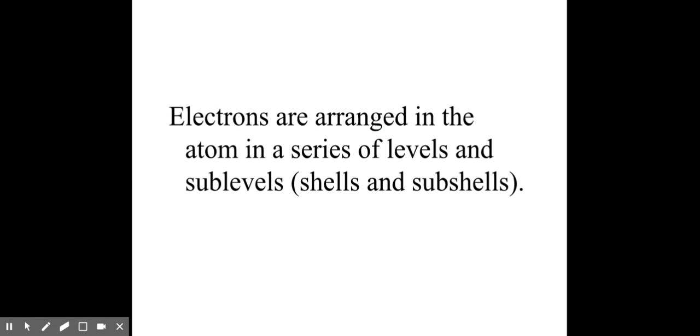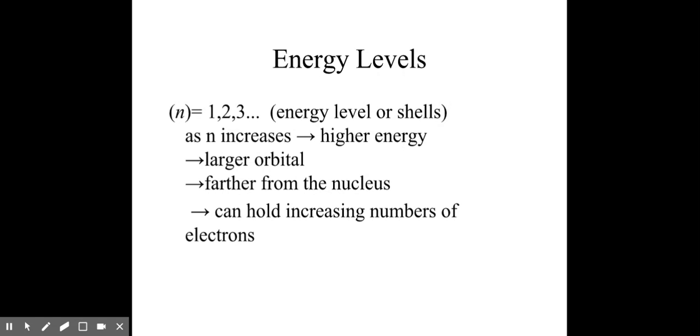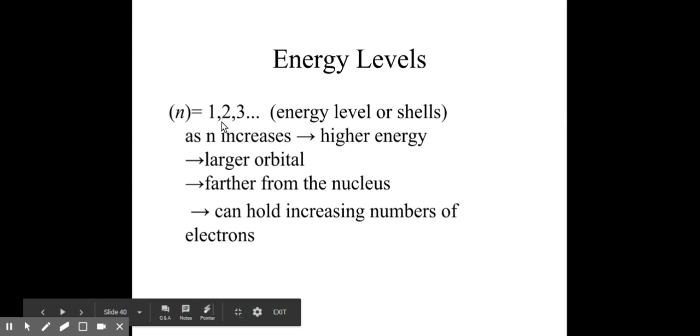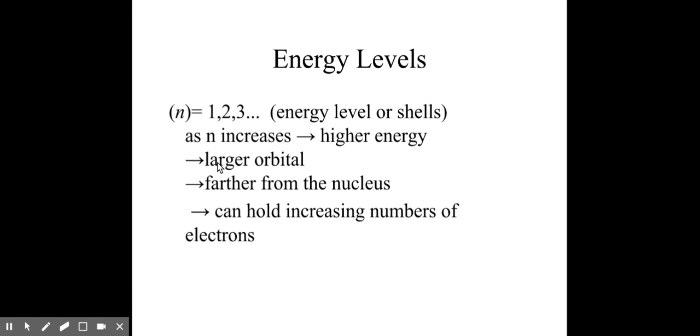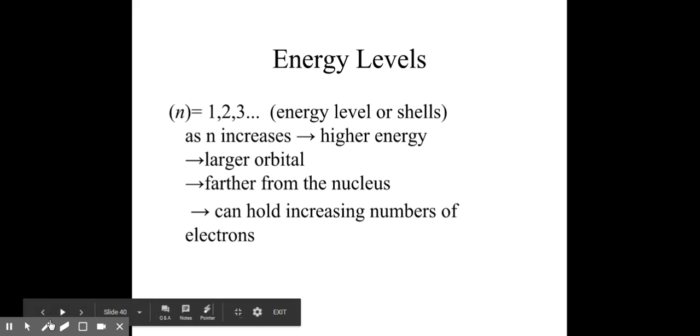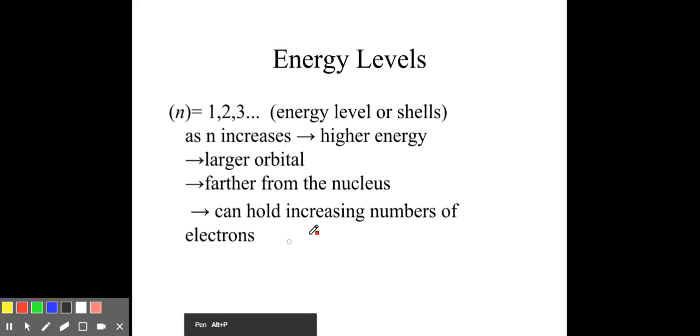So now we're going to take it to the next level, or the next sub-level. Electrons are arranged in a series of levels and sub-levels. Energy levels are what we have covered before, where they're more like the shells. They're represented by the letter n, and they always have a positive integer. As they increase, the orbital gets larger, and it also gets farther from the nucleus. And they can also hold an increasing number of electrons.